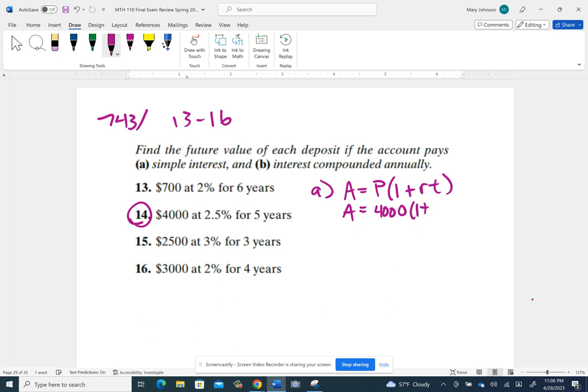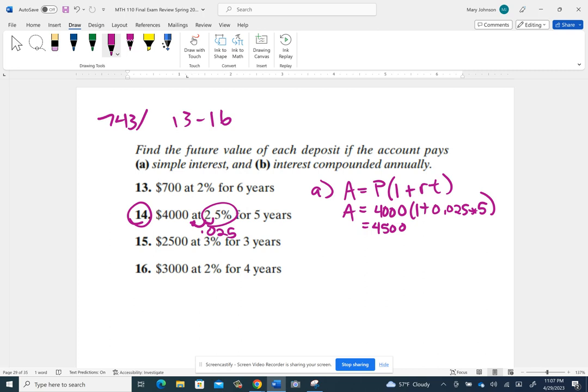1 plus the interest rate. Now that one has 2.5. So when you change it to a decimal, you move to the left twice. So it's plus 0.025 times the number of years, which is 5. So you can just type that in as you see it with the parentheses and all, and it should work. 0.025 times 5. Okay. And that turns out to be $4,500 at the end of those 5 years. You could also take your 4,000, just times your 0.025 times 5 and get your interest and then add it back to your principal. Okay.